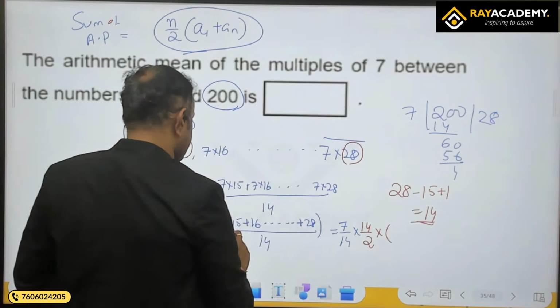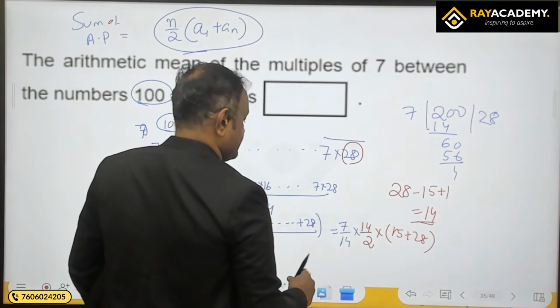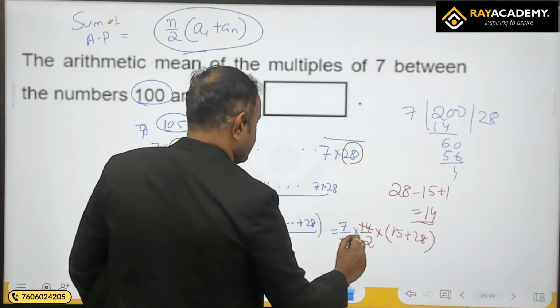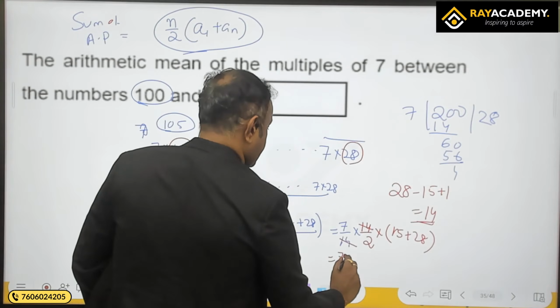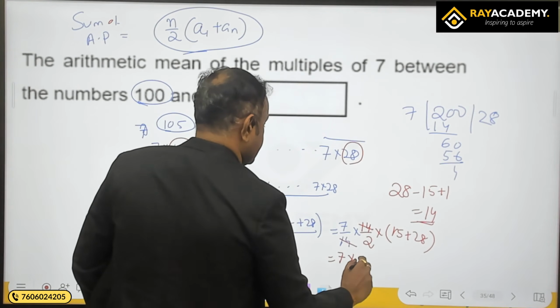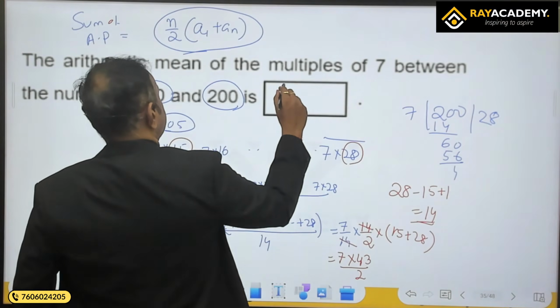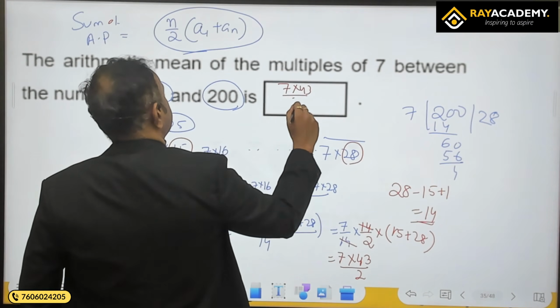multiplied by the sum of the first number and the last number, that is 15 plus 28. This is your answer. 14 gets cancelled, so it is 7 into 15 plus 28, which is 43/2. So this will be in decimal. 7 into 43/2, that is your answer.